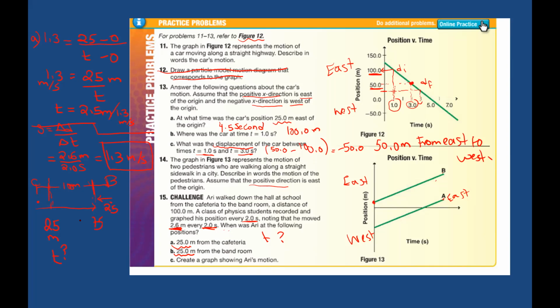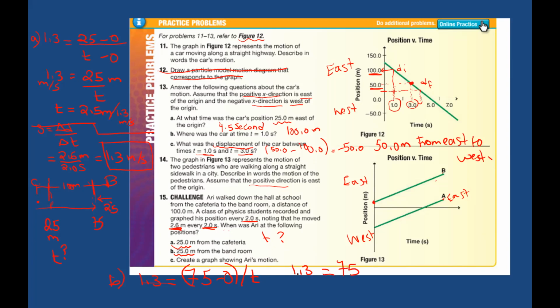So I'm going to exactly do the same for part B. I will say that 1.3, but now my final position is 75. And I'm going to take my initial location as 0 meters. And I will divide it by my time, which is t that I don't know. Mine is 0, so that doesn't really matter. Now I need to find my time. So 1.3 is equal to 75.